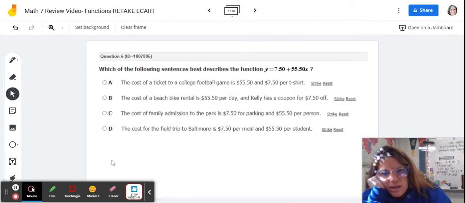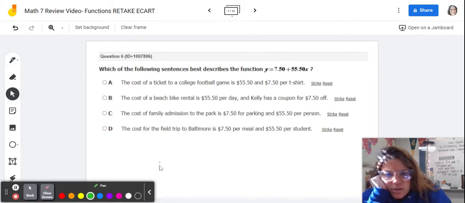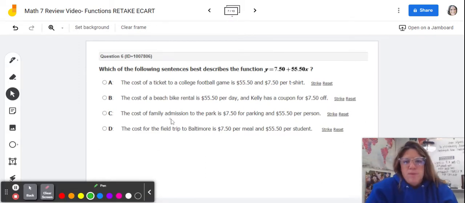All right, question 6. Which of these problems explains that equation? So this is like translating a problem. The cost of a ticket to a college football game is $55, and you have to pay $7.50 per t-shirt. Well, that would be multiplying the $7.50 times X and then adding the 55. So it's not A, because this multiplies the 55 by X.